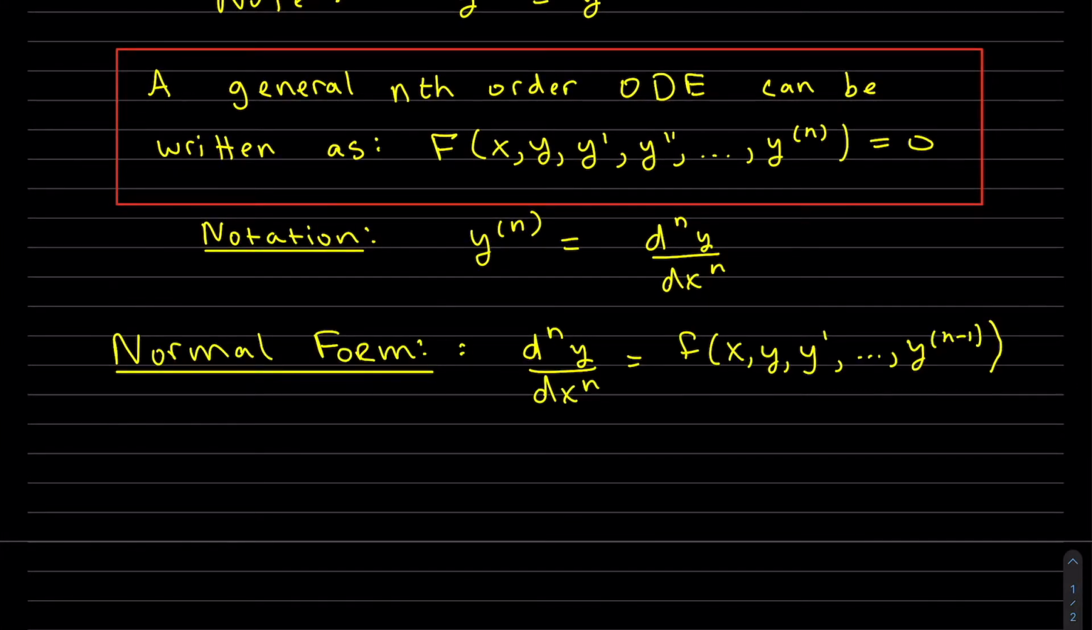And the normal form of a differential equation, we basically are just taking the nth derivative and setting it on one side and having all the other variables and derivatives on the other side.